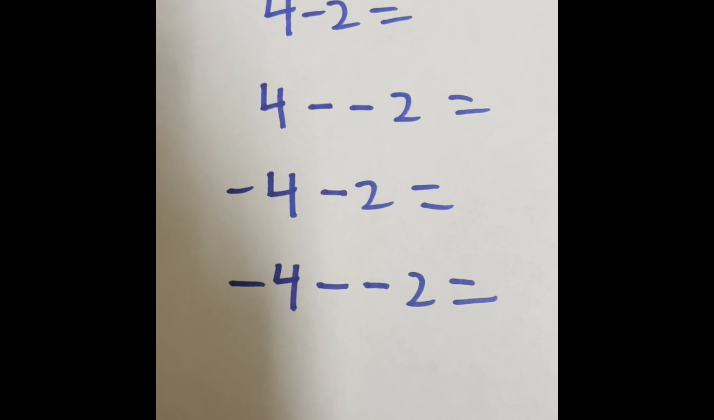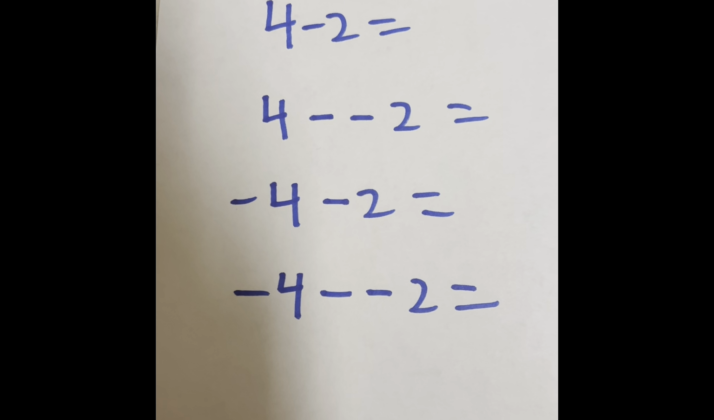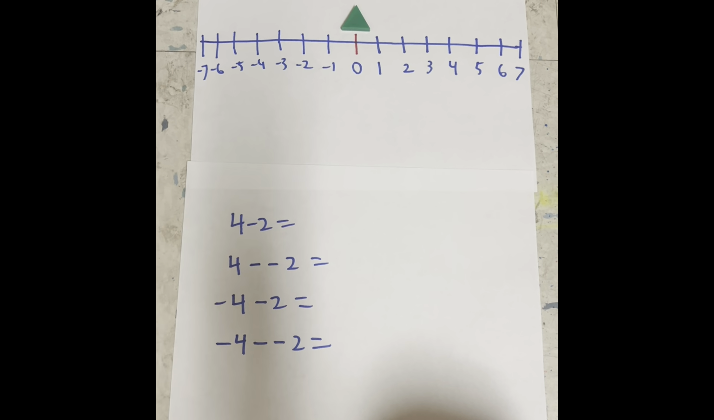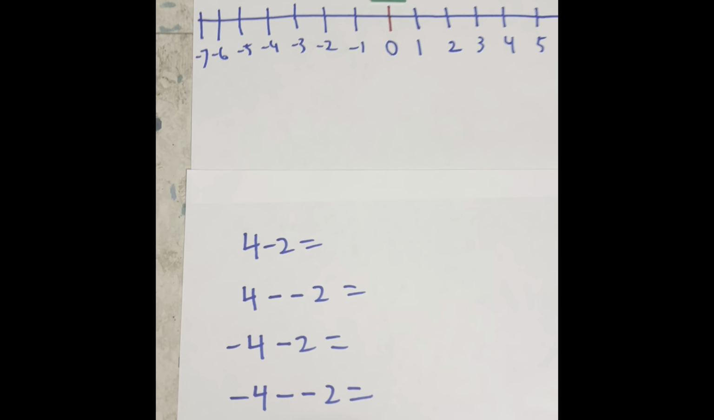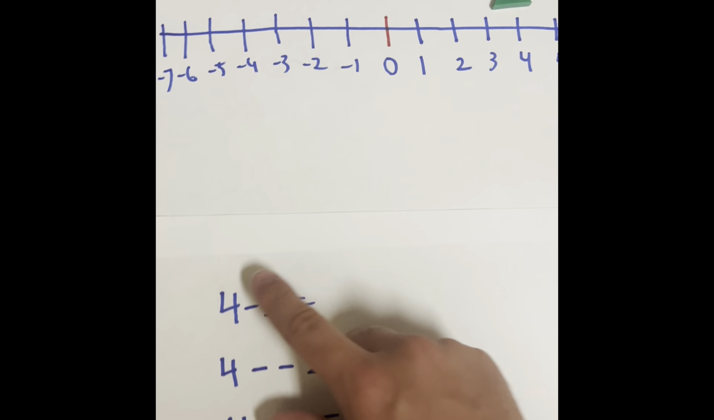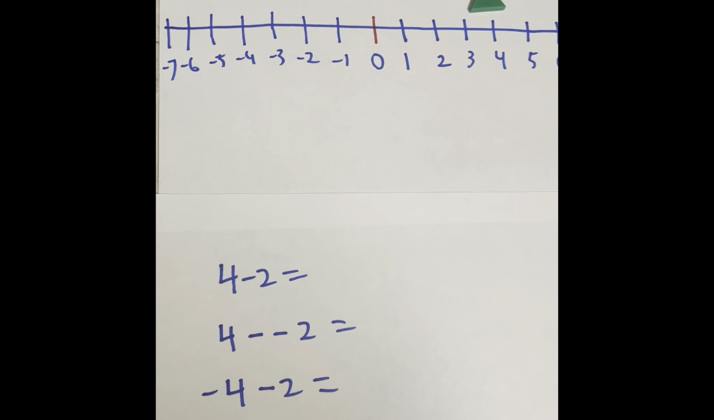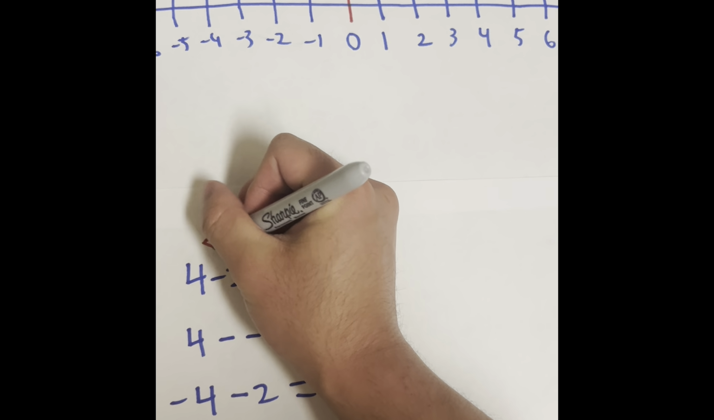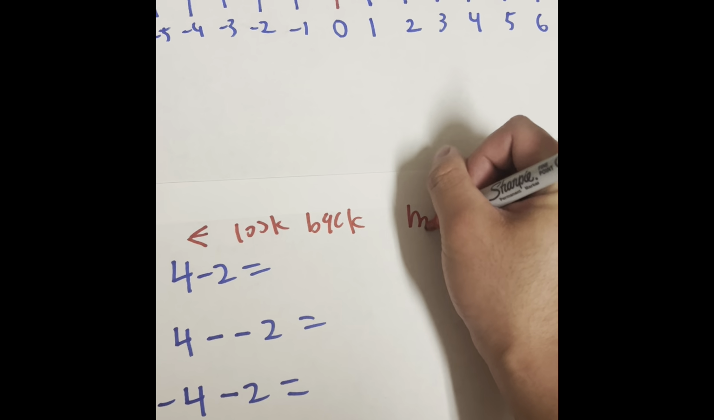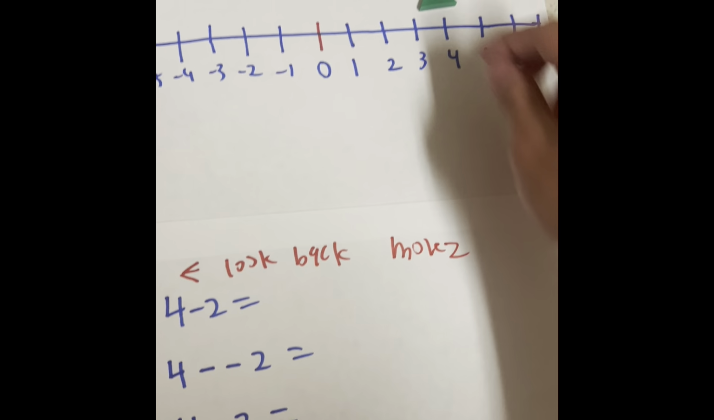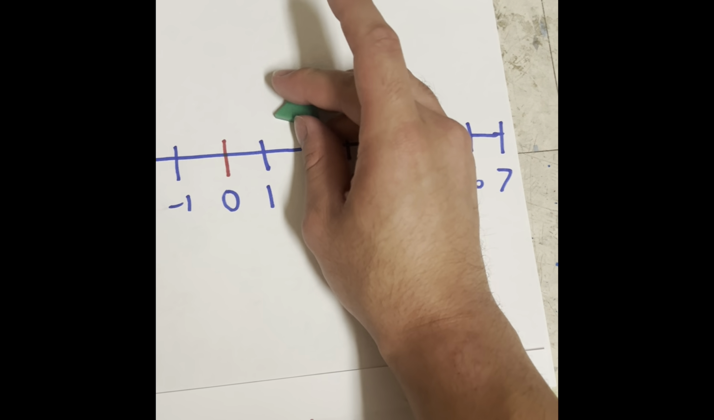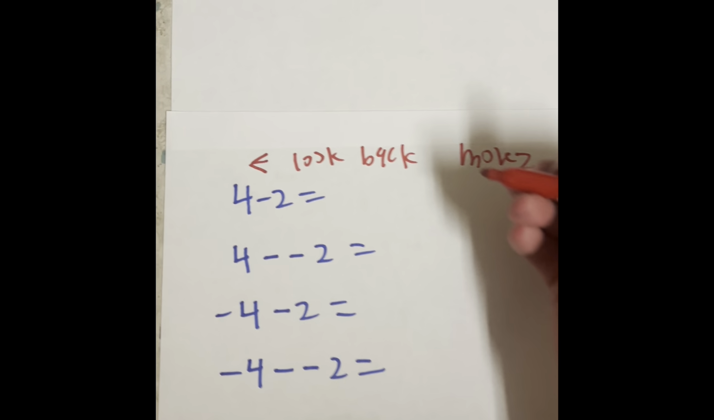So we have more problems coming our way. Right over here are more problems. Let's see what happens when we try to visually show it on a number line. We're going to start at 4, and we have a negative. So we're going to go this way. Look back. Move 2. 1, 2. So it stops at 2.